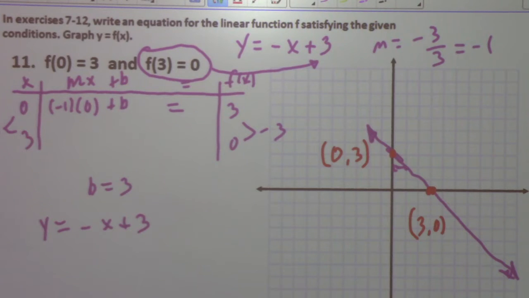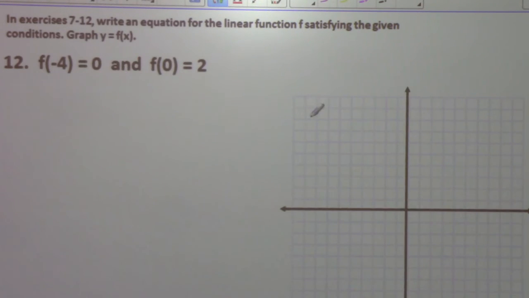Yes, you got 12 worked out? I think so. Okay, great. Kayla, could you tell us what you got for 12? Y equals 1/2 x plus 2. I got 2x plus 8.